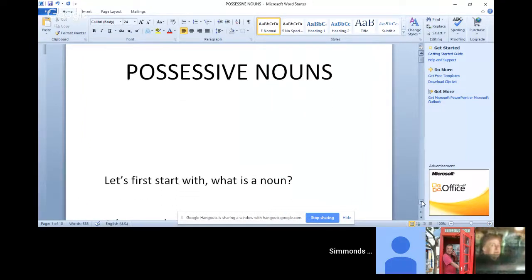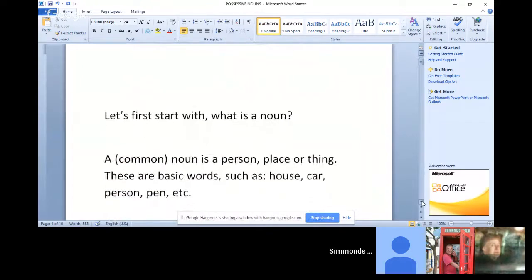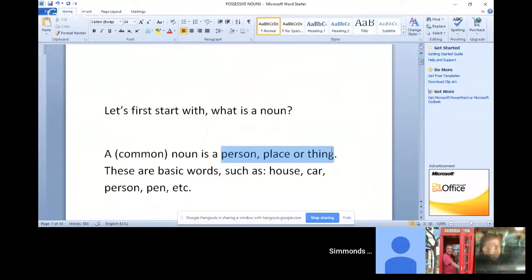A normal, everyday noun. Like a thing. Like the cup, like the computer, like the man, like the woman. Yes. Do you have any more specific ways to say that? Okay, that's fine. As we say in English, a common noun is a person, place, or thing. These are basic words such as house, car, person, pen, etc. So, Bob, you're right.